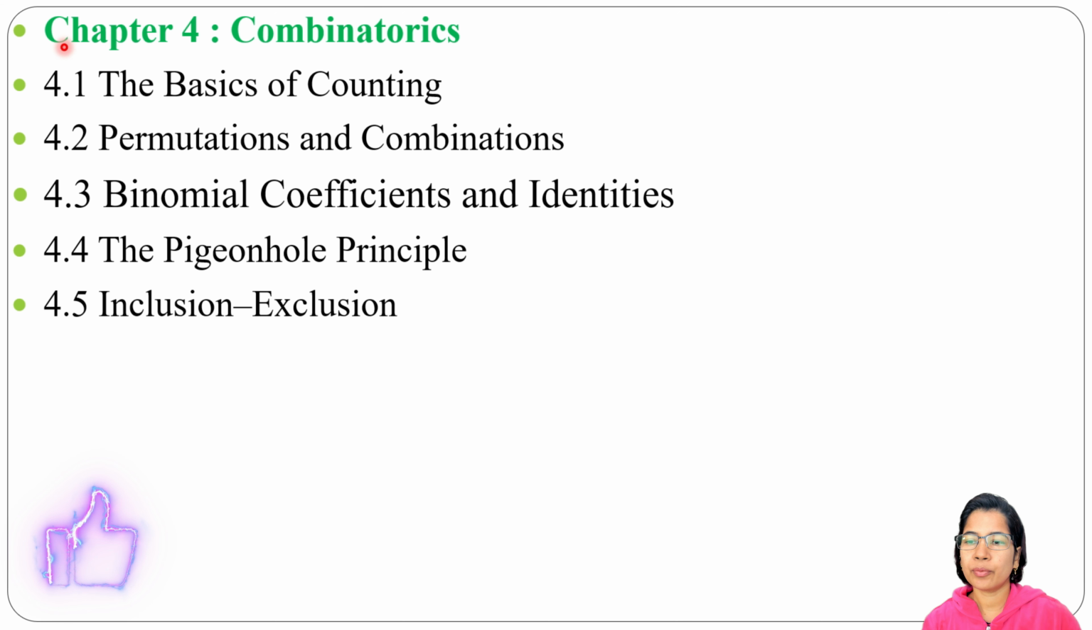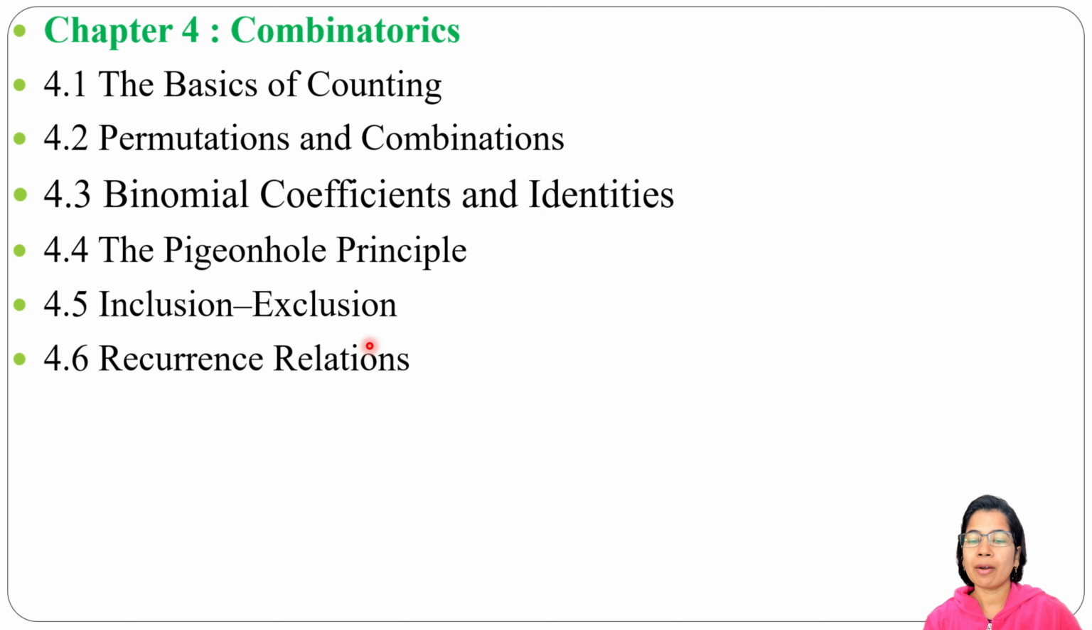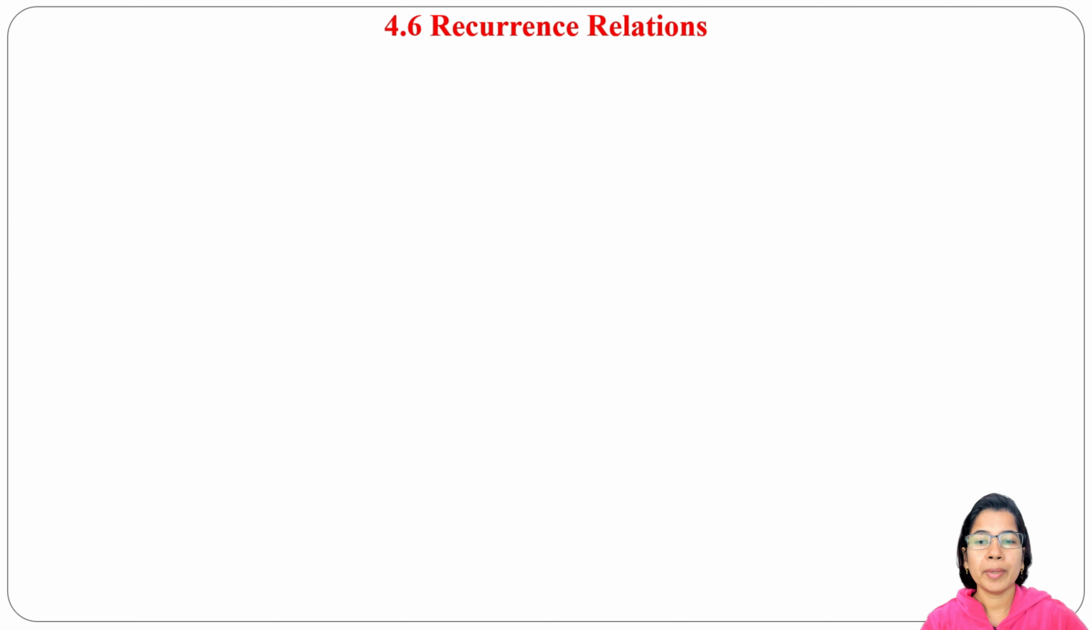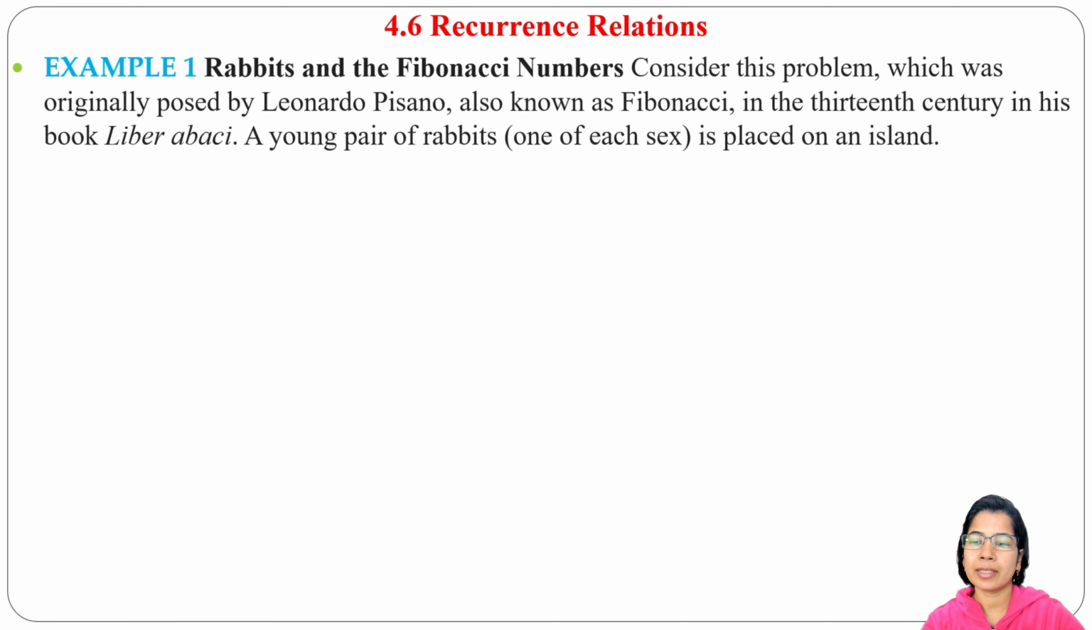Everyone, from chapter 4 Combinatorics, I already discussed the basics of counting, permutation and combination, binomial coefficient and identities, pigeonhole principle, inclusion exclusion. Next I will discuss the recurrence relation. Before discussing the recurrence relation definition, let's see some examples so that you can understand how we are forming the recurrence relation.